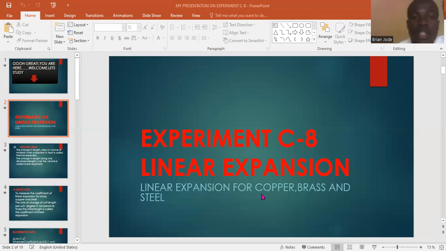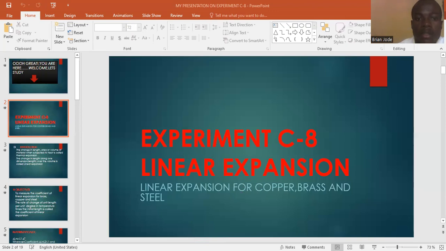Some of the applications of the linear expansion concept: the concept is applied in riveting, and also in fitting the steel iron on a cart wheel, we see that the concept of linear expansion is applied.